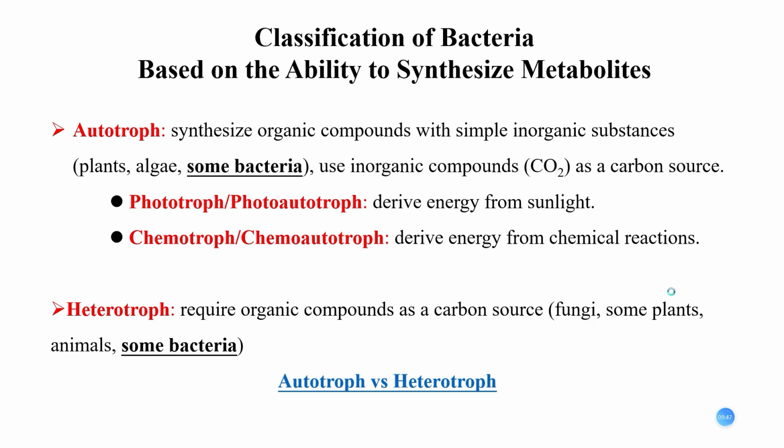While heterotroph means that they require organic compounds as a carbon source. This includes fungi, some plants, animals, and some bacteria. And we humans belong to heterotroph, right? We have to eat 3 meals a day so that we can get organic compounds and finally we get our energy.